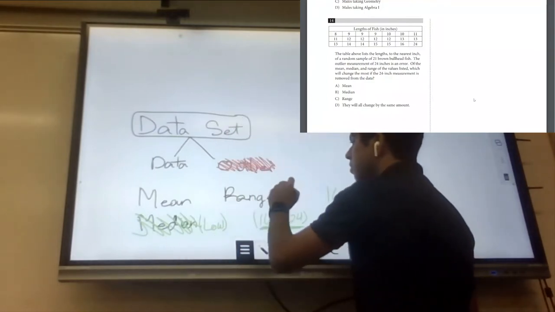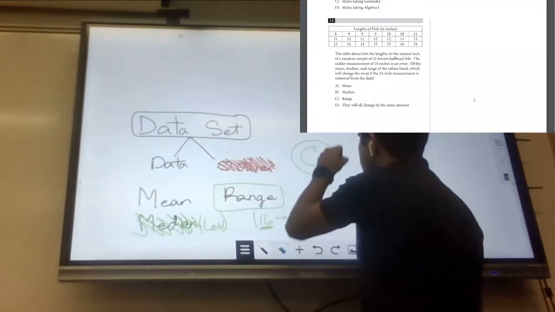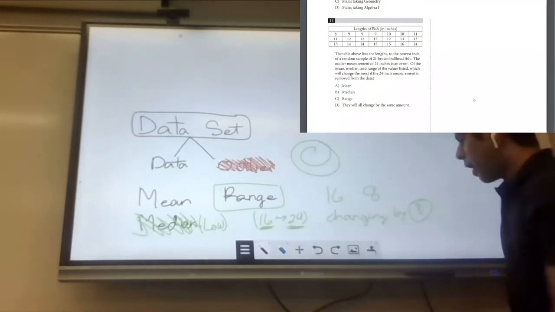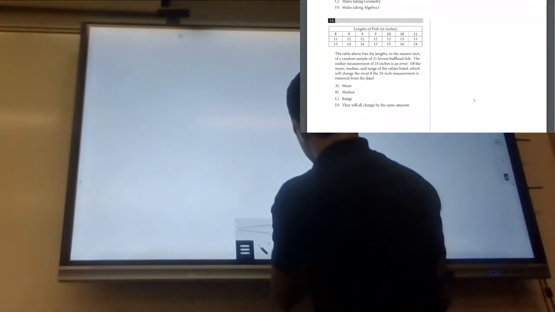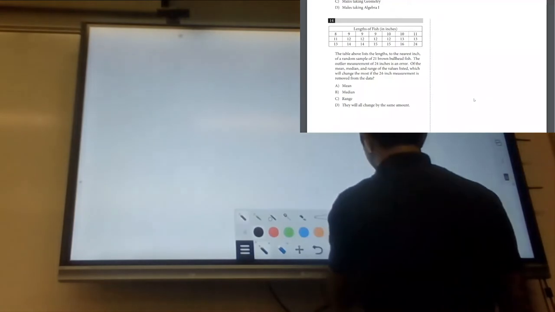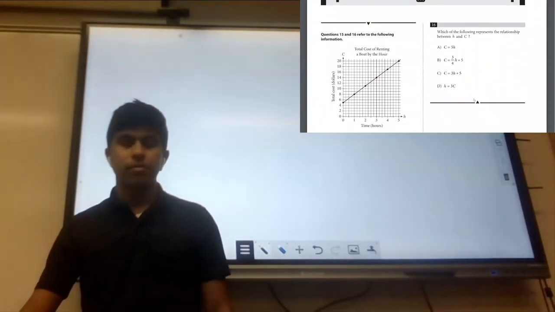So the answer is going to be right here. Answer is range, choice C. That's our answer, and we can keep going to the next question. Next question. All right, 15 is okay, it's not on this page.